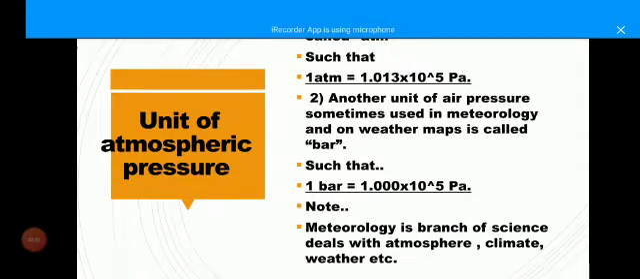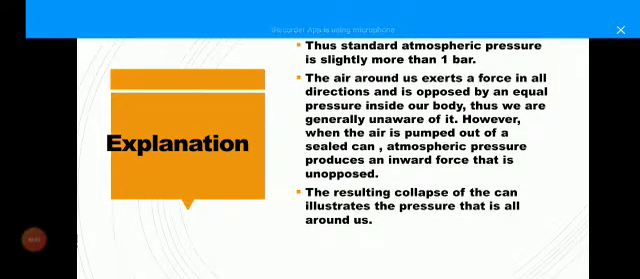Note, here we have a new word, meteorology. The question is, what is meteorology? Meteorology is the branch of science that deals with the atmosphere, climate, weather, etc. Thus, standard atmospheric pressure is slightly more than 1 bar. Understand that standard atmospheric pressure is slightly more than 1 bar.